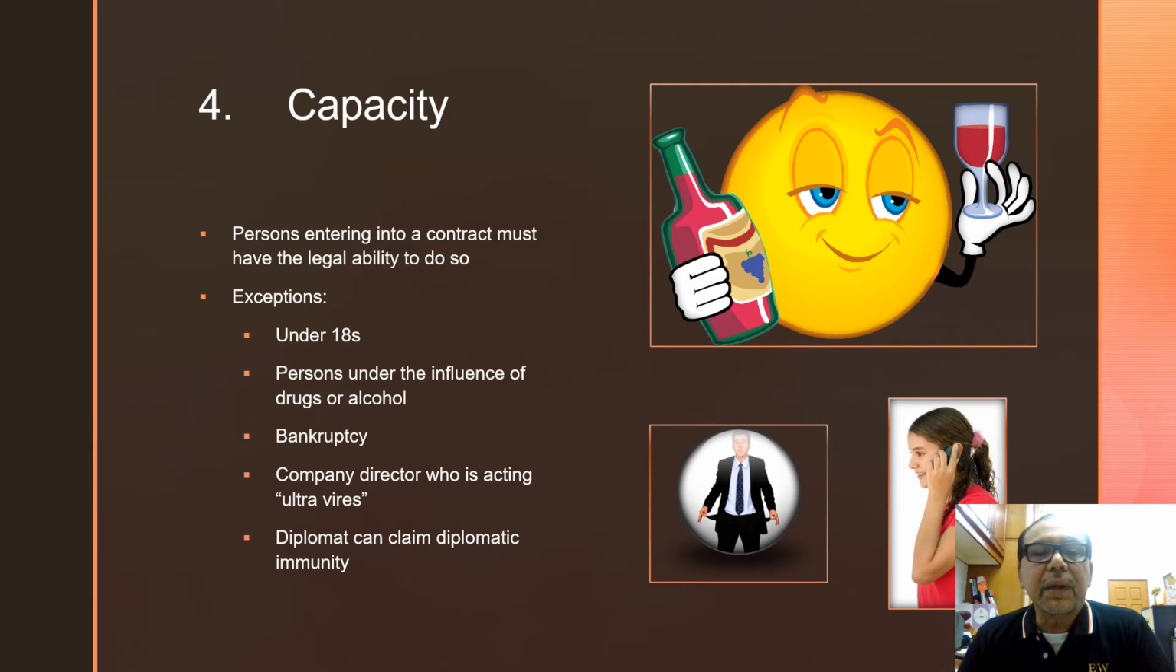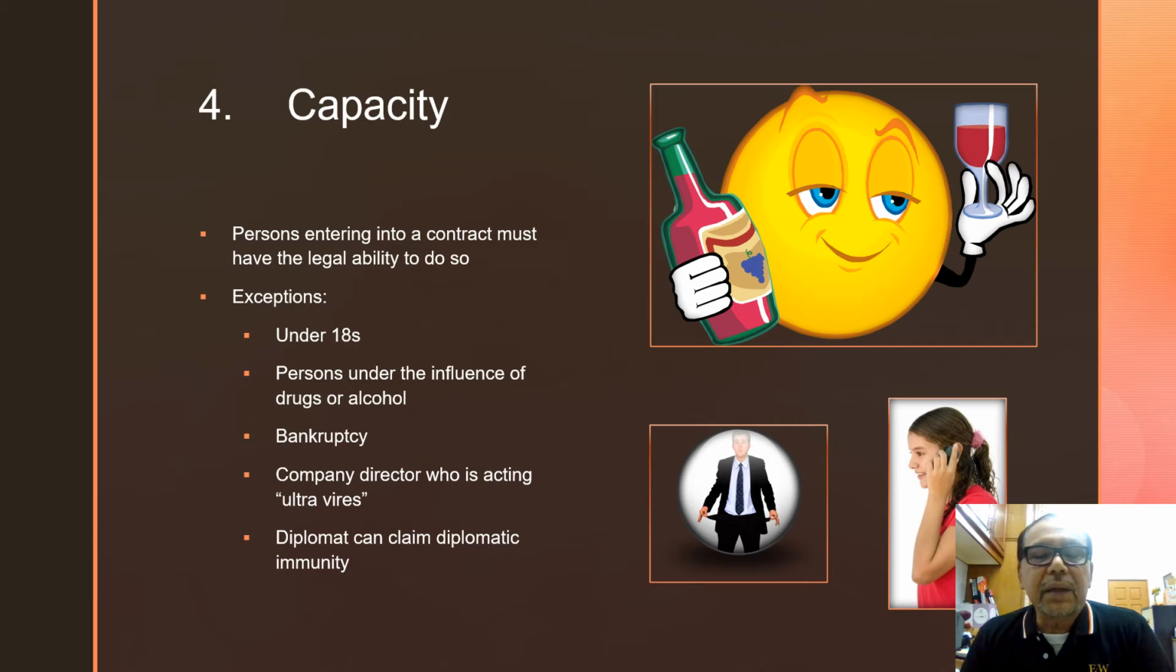Capacity. Who can have the capacity? We call it the legal ability to sign a contract, to be a party to a contract. Everybody can have the legal ability, except if you are below 18 years, you cannot. You don't have the legal ability. You cannot sign a contract. A person under the influence of drugs or alcohol, drunk at that time, does not have the legal ability to contract. If you sign, the contract is not valid. Bankruptcy: if you are declared bankrupt by the court, you also don't have the legal ability to sign a contract.